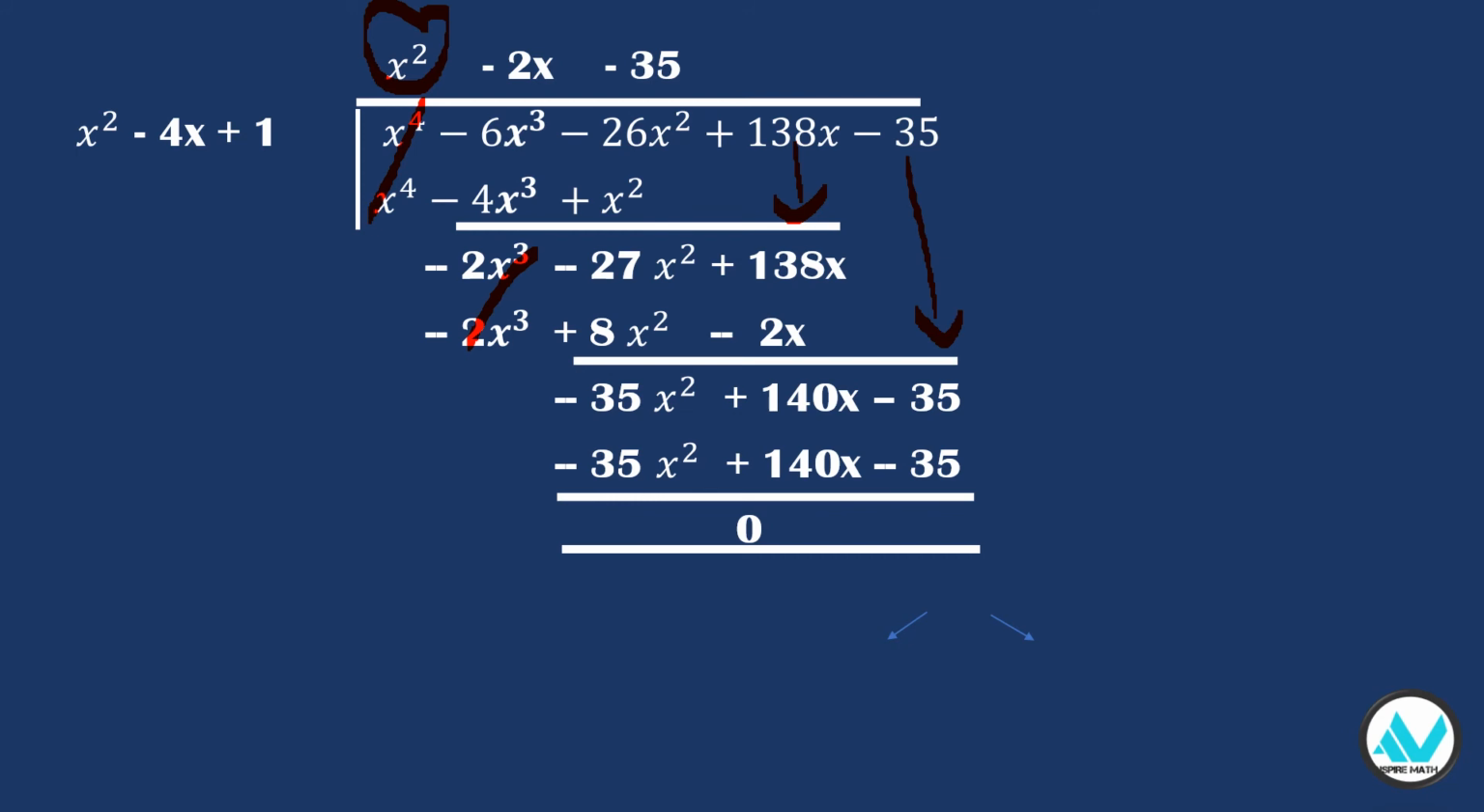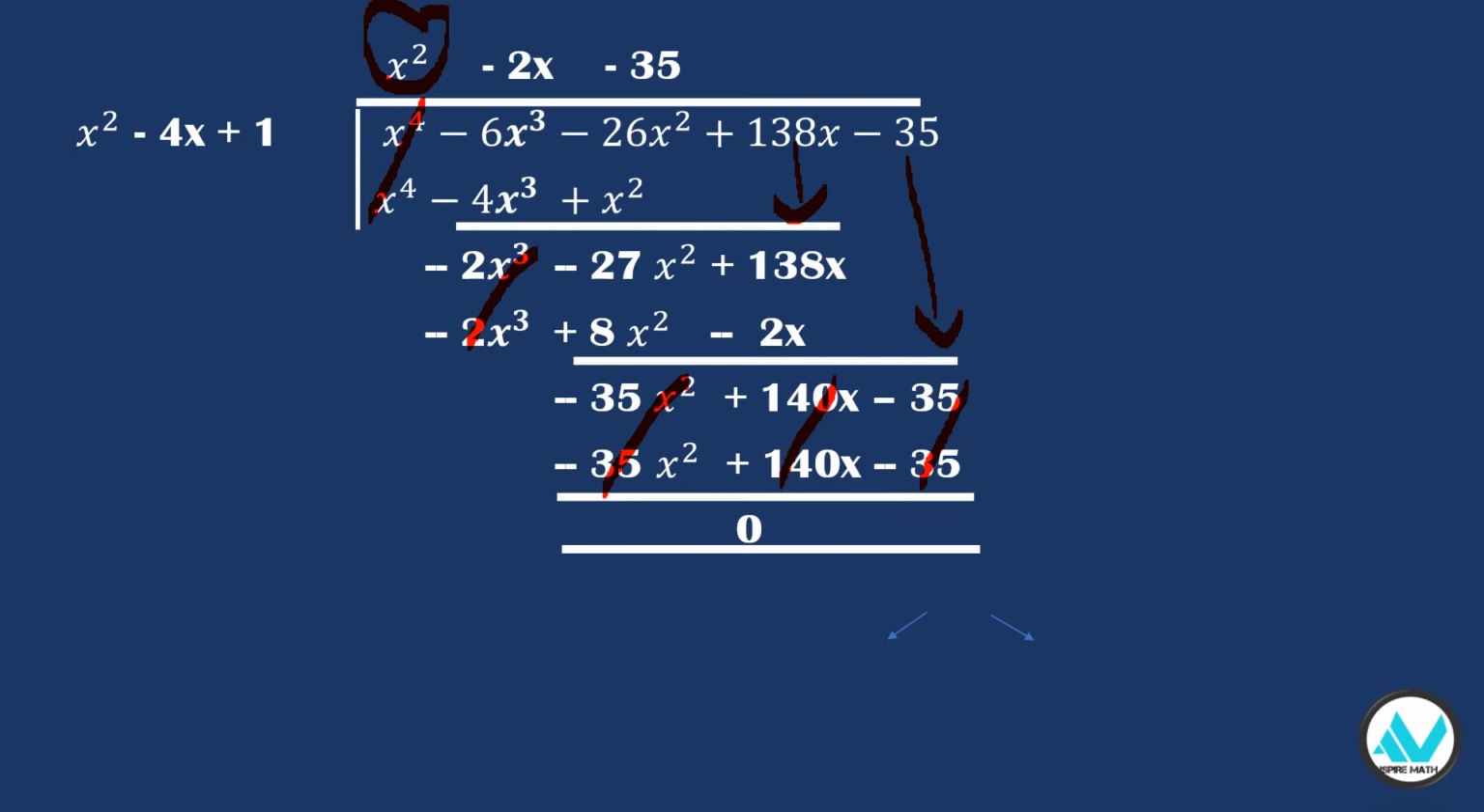So 35 into 1 gives me 35. Now division is repeated subtraction. So minus 35 plus 35 gets cancelled. Plus 140 minus 140 gets cancelled. Minus 35 plus 35 gets cancelled. So I get a remainder 0.